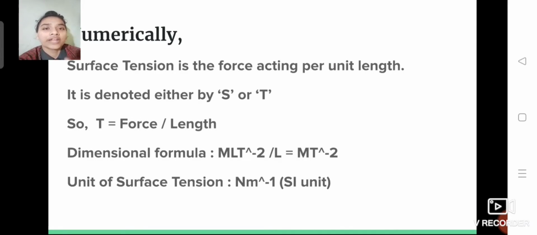Now, if I were to make you understand surface tension numerically, then surface tension is the force acting per unit length. It is basically denoted either by S or by capital T. So, the formula for surface tension is force upon length. The dimensional formula for surface tension is MT^-2, and the unit for surface tension is Newton per meter, which is in SI units.